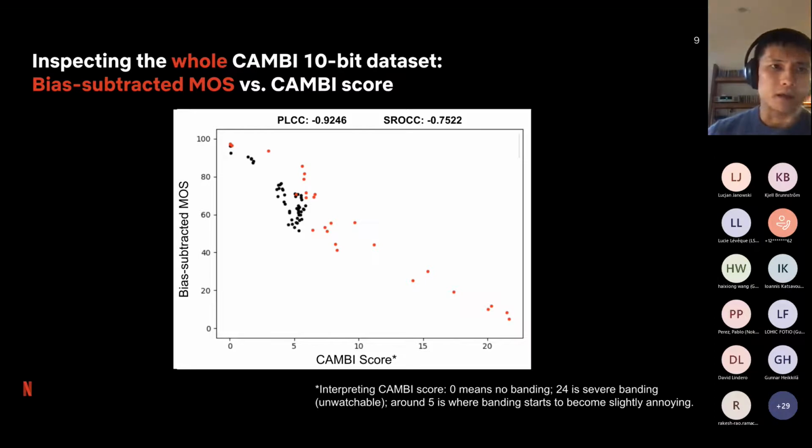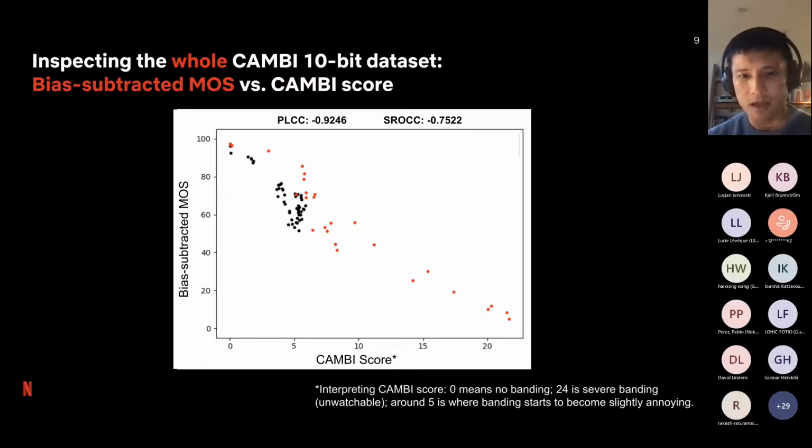So we start digging, and one of the first things we look at is to inspect the entire Canby 10-bit data set. Previously, we have seen only the ones in the intersection, the 8-bit, right? But let's look at the entire data set. What's shown in this slide is a scatter plot, right? On the x-axis is what you have seen before, the MOS score recovered by the first method, the bias-subtracted MOS. And on the y-axis is the Canby score using the Canby detection algorithm.